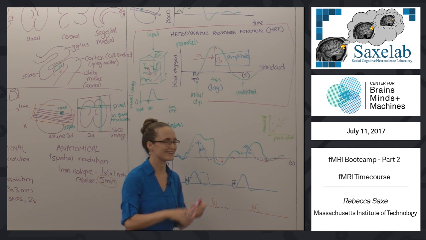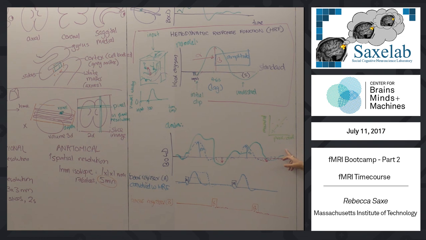Some people find this way of thinking about it more clear, right? And that's also the beta: it's the slope of the fit. So it's the amplitude in this space, and it's the slope in this space.